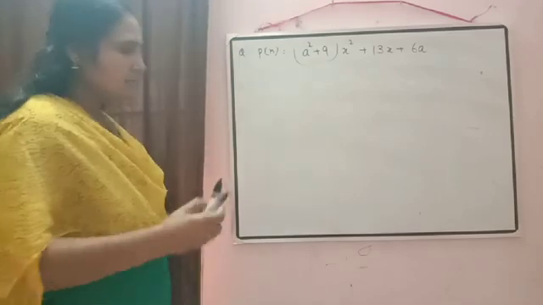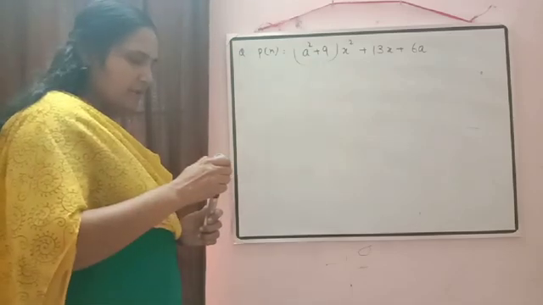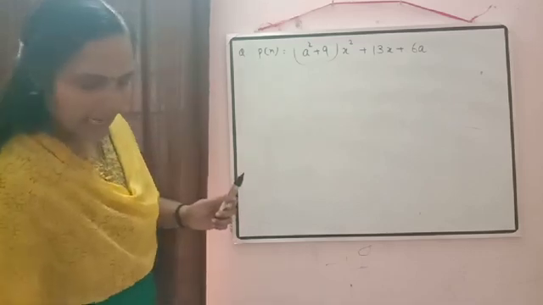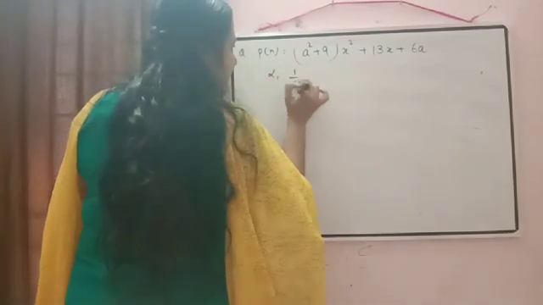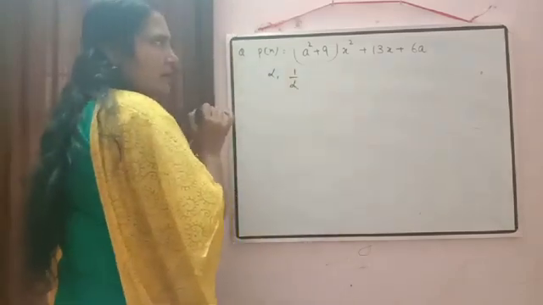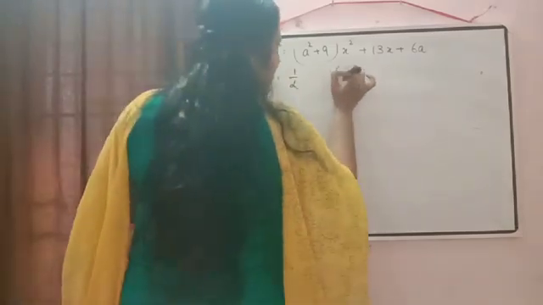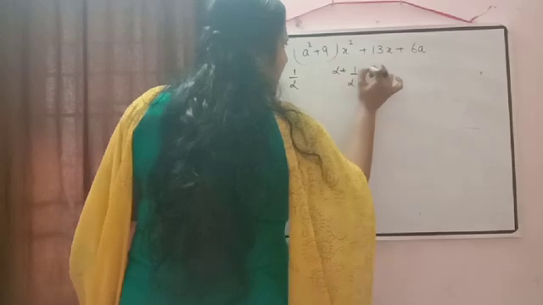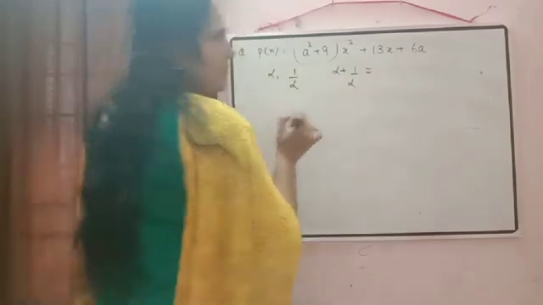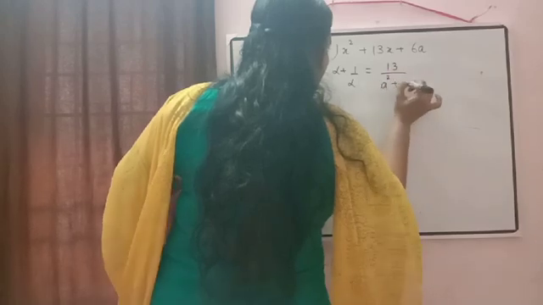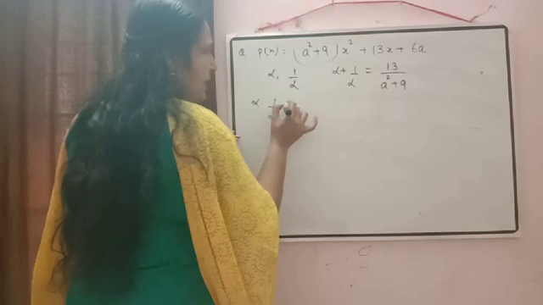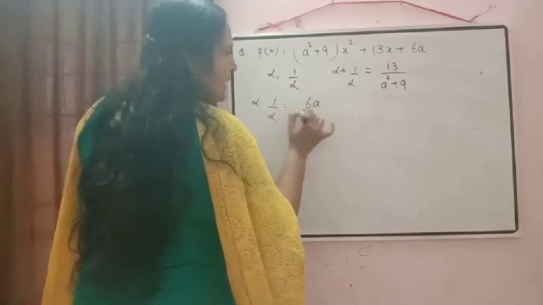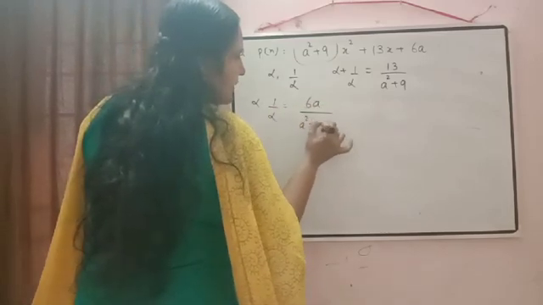So again, this is the type of question we did there. One zero is the reciprocal of the other. So we will take the zeros to be alpha and 1 by alpha. Then we will use the formula. Sum of the zeros, alpha plus 1 by alpha, will be equal to 13 by a square plus 9. And product of the zeros, alpha into 1 by alpha, is equal to 6a by a square plus 9.